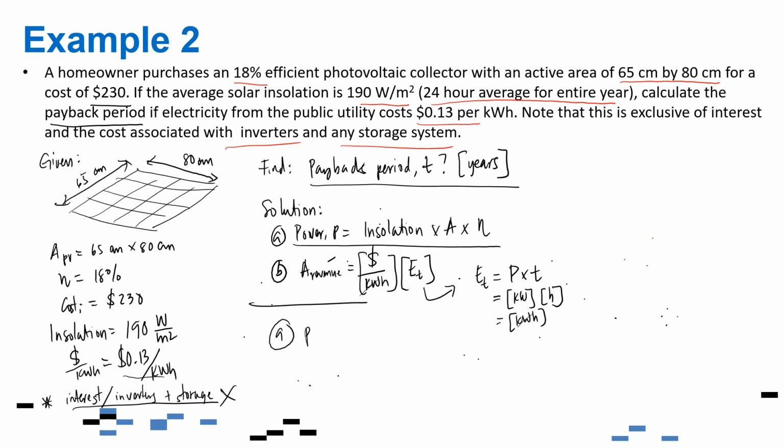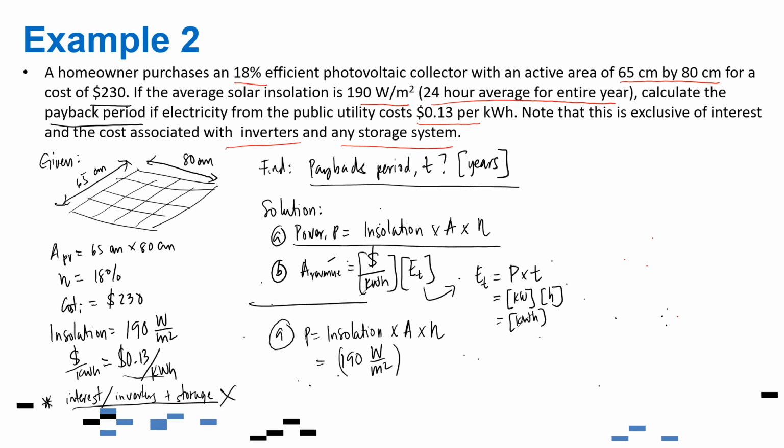So power, again, is insolation times area times the efficiency. In this case, the insolation is given. We have 190 watts. Should it be watts? All right, it should be watts per square meter times the area.